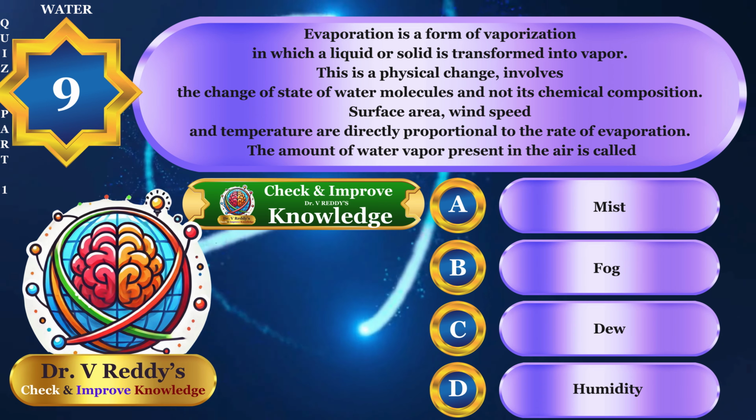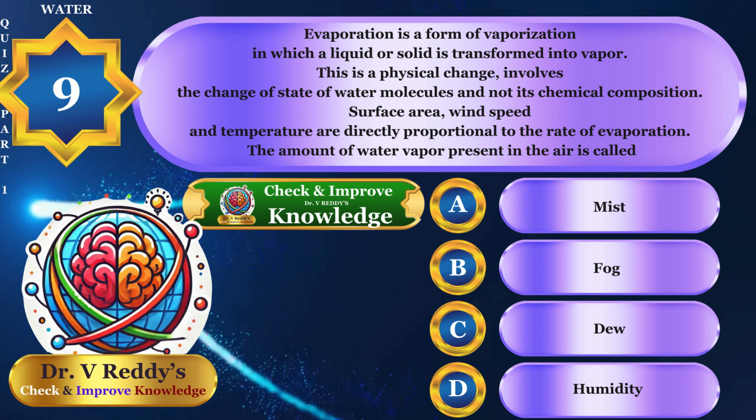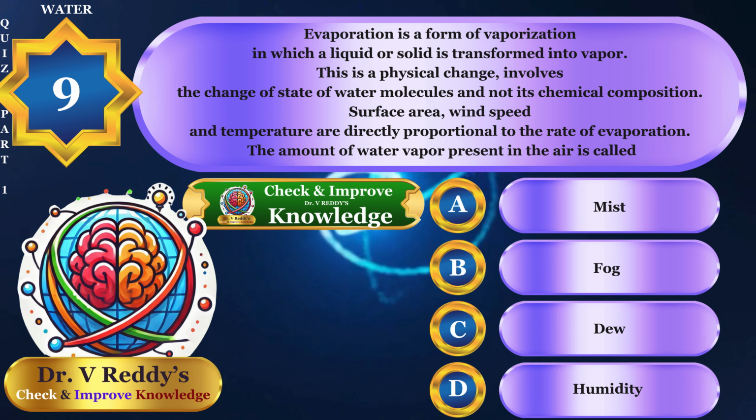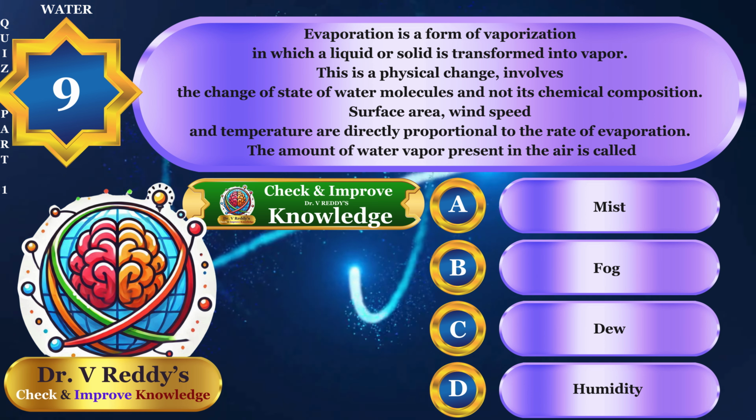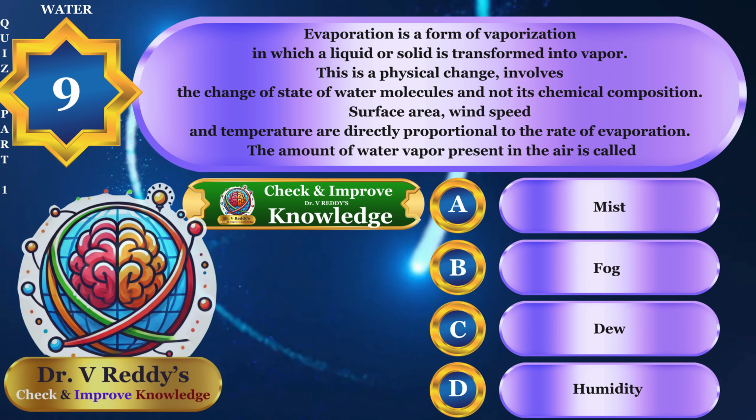9. Evaporation is a form of vaporization in which a liquid or solid is transformed into vapor. This is a physical change that involves the change of state of water molecules and not its chemical composition. Surface area, wind speed, and temperature are directly proportional to the rate of evaporation. The amount of water vapor present in the air is called A. Mist, B. Fog, C. Dew, D. Humidity.